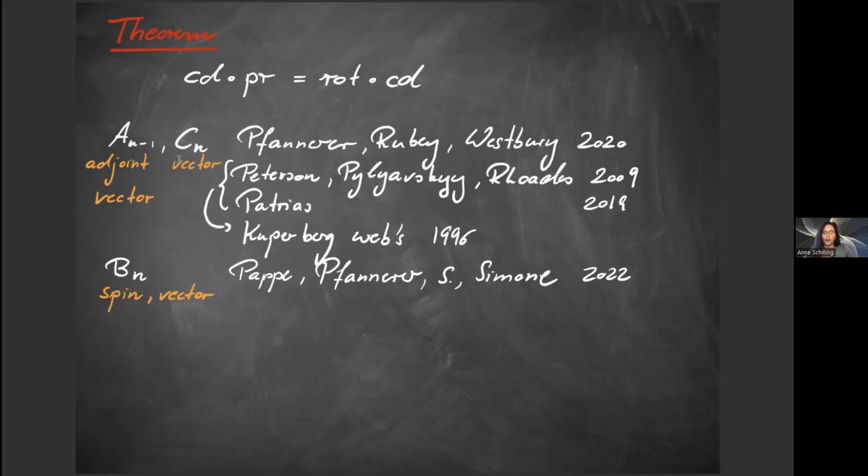And this was already done for type A and C by Pfannerer, Rubey, and Westbury, using work by Petersen, Pylyavskyy, Rhoades, Patrias, based on work by Cooperberg. And what I'm going to do in this talk is to do this for type B_n. And I hope you can see now why these virtual crystals come in handy, because we can now embed B_n into type C_n, and Pfannerer, Rubey, and Westbury have already proven things for type C_n.